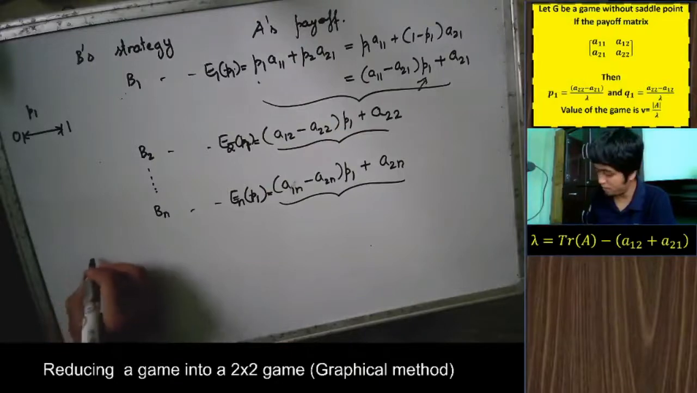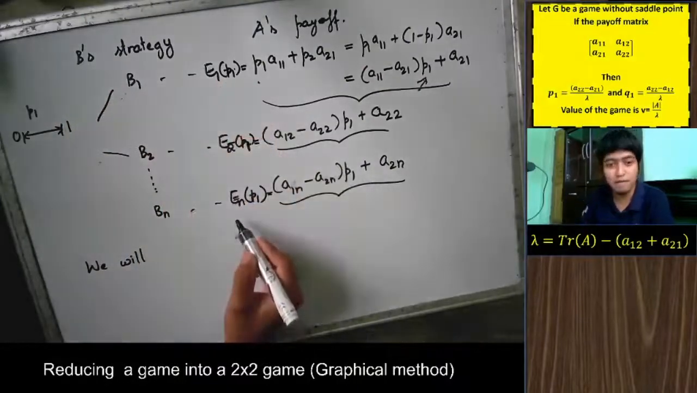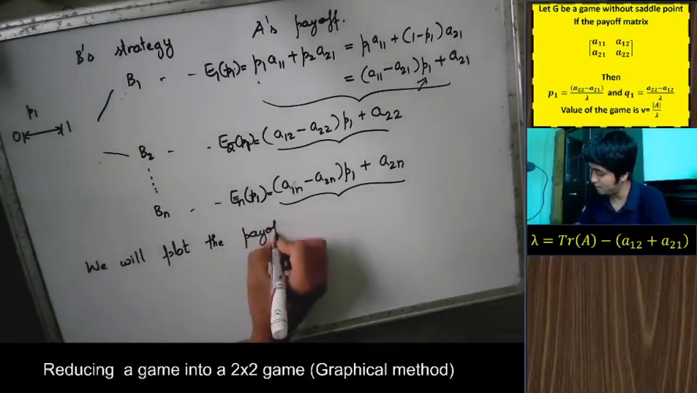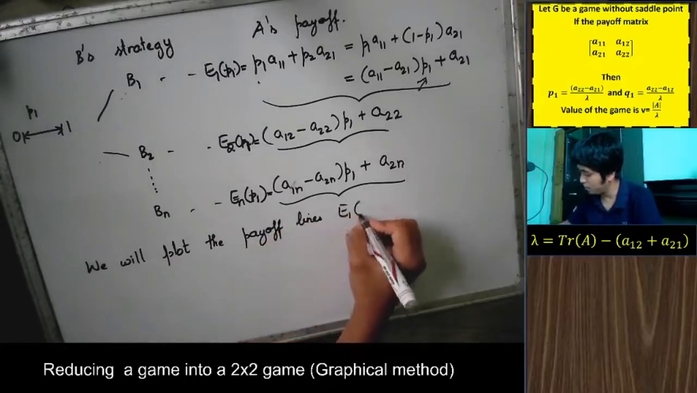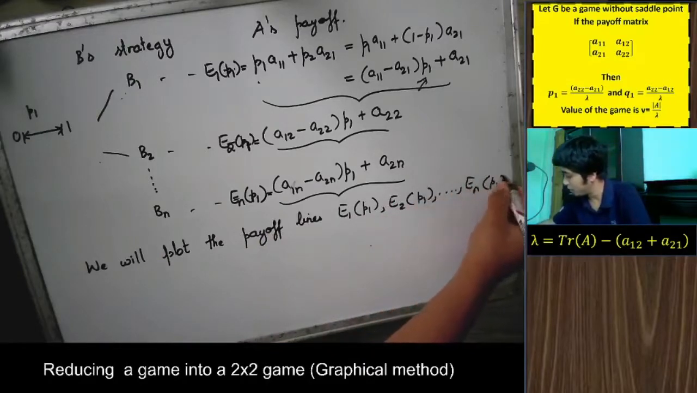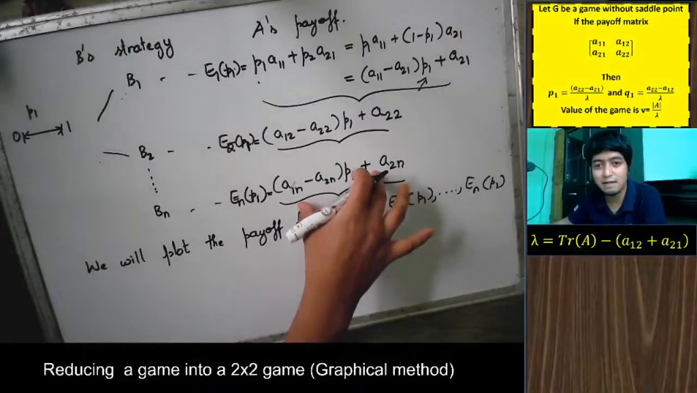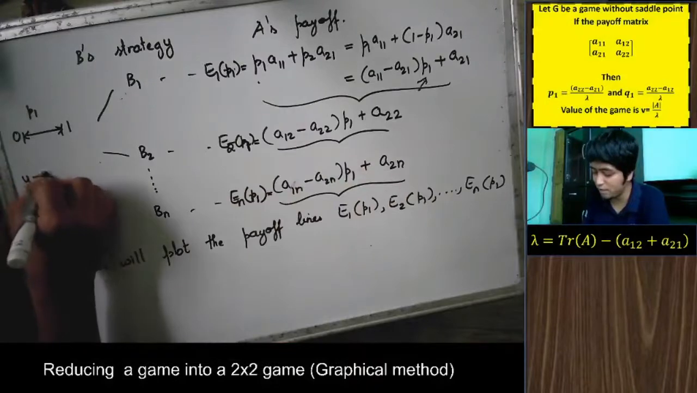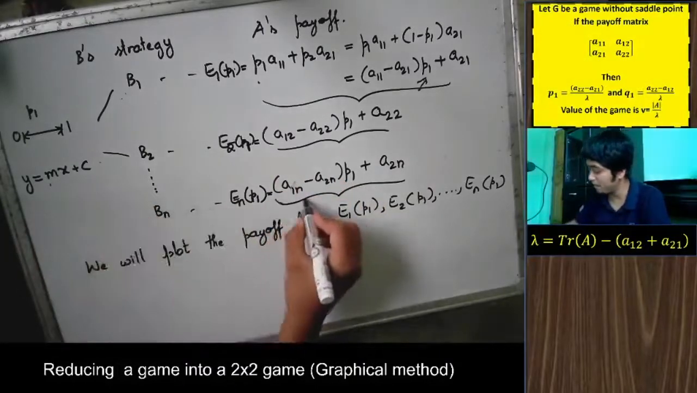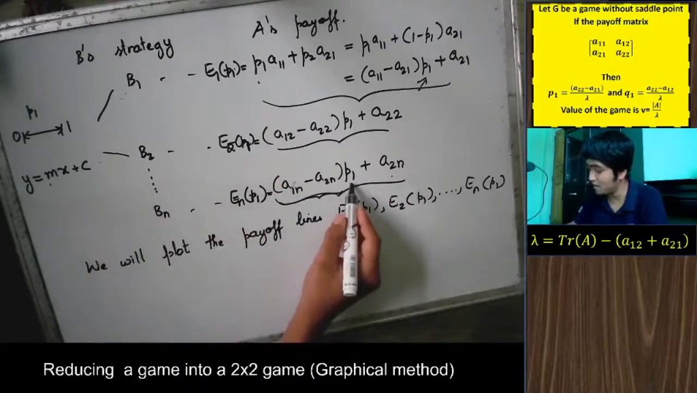So now we will plot the payoff lines. Over here we will be getting n payoffs, 1, 2, up to n. We will plot the payoff lines E1, P1, E2, P1, up to En, P1. Why exactly do we call them payoff lines? Because it is like the equation of a line. Remember the equation of a line, y equals mx plus c. This looks exactly like that, but instead of m we have a1n minus a2n, instead of c we have a2n, and instead of x we have P1.